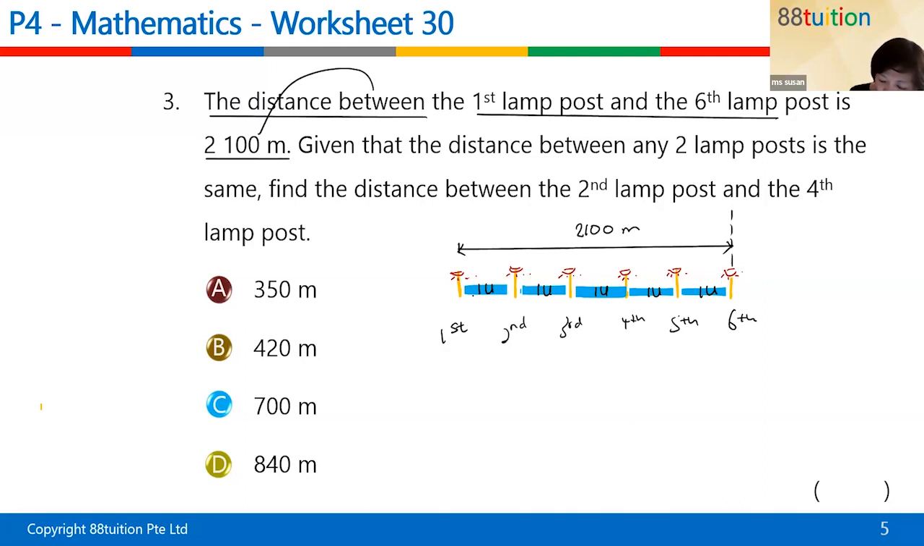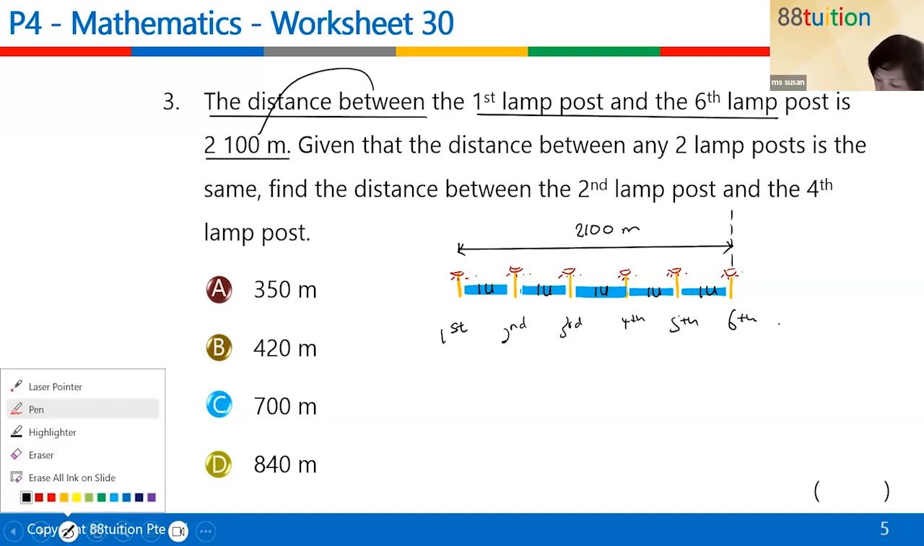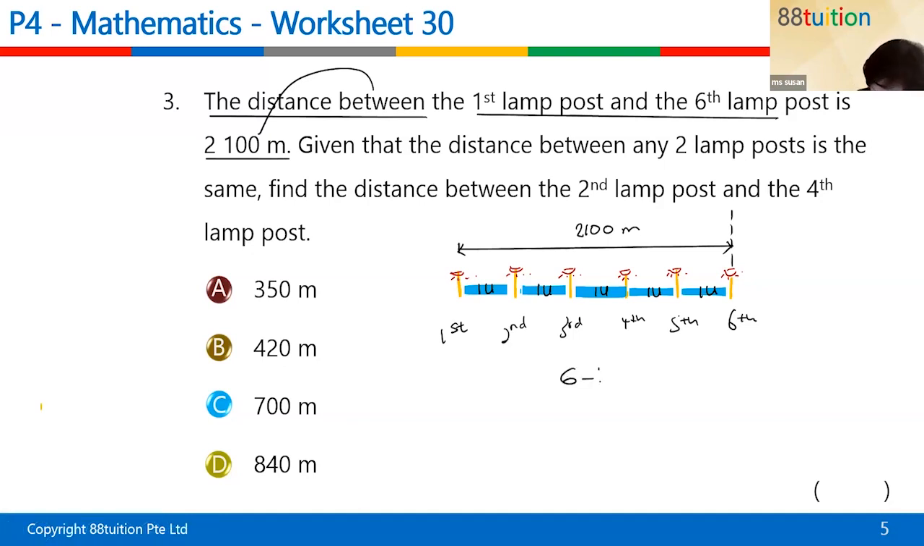When this is the first, between the second, 1 to 2 is considered 1 unit. So what I need to do is use my 6 lampposts minus my 1 lamppost. I'm left with the distance apart, which is 5 units. And these 5 units will give you 2,100 meters. Am I able to find 1 unit? Yes.